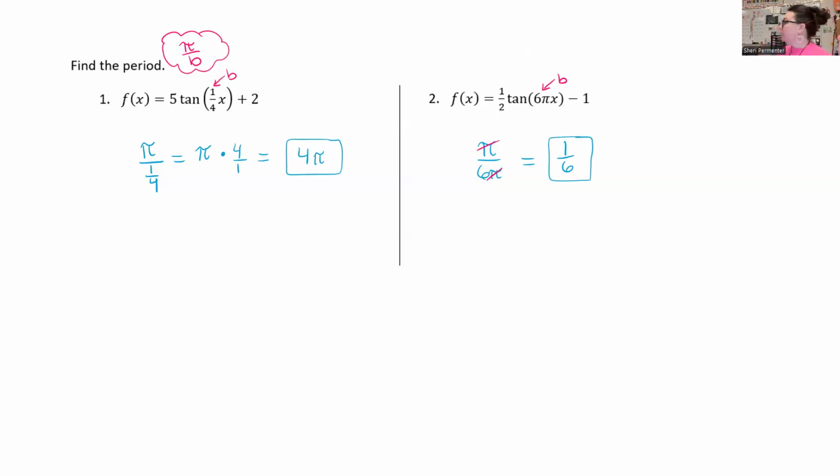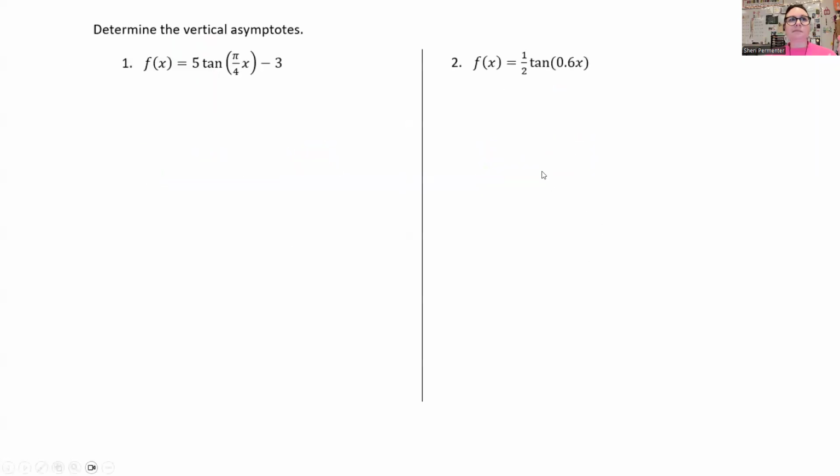So to find the period, you look at the equation. All the other pieces don't really matter. All you need is b. And pi divided by whatever your b value is, that will give you your answer. We good? The next two problems say that we want to determine the vertical asymptotes.